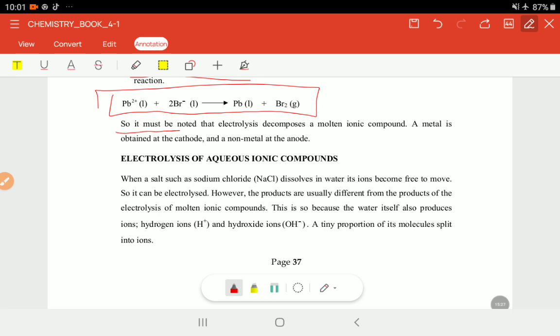So this must be noted: in electrolysis of a molten compound, a metal is obtained at the cathode. As we saw, lead is obtained at that cathode, right? But at the anode, the positive terminal, we do not obtain a metal. We will see later what happens and what the applications are.